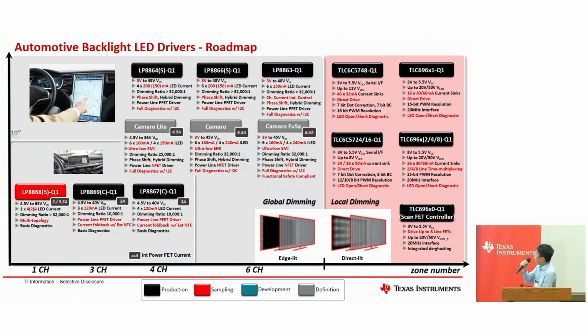The new device family that I want to highlight on this page is the TLC696X1, on the very top right corner. It is the newest local dimming LED backlight device that we have developed, especially to improve the automotive infotainment display quality that you currently see, in contrast to the global dimming technologies.